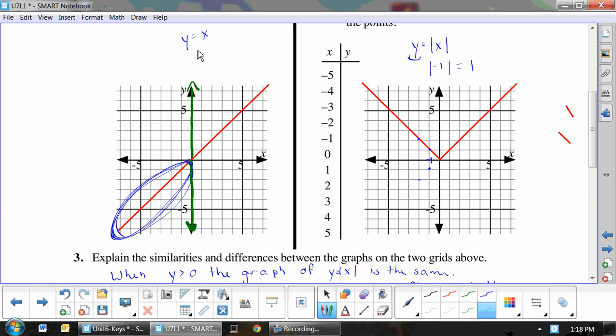Because our equation was y is equal to x. So when x is 1, y is 1. When x is 2, y is 2. X is 3. If it was y is equal to negative x, it would go the other way. Okay?